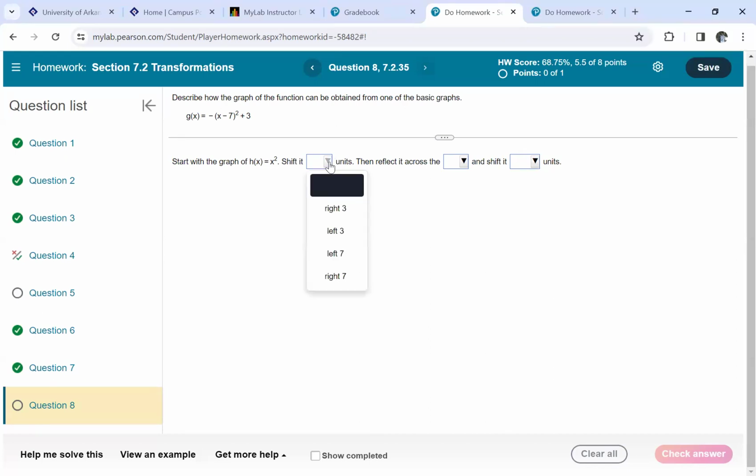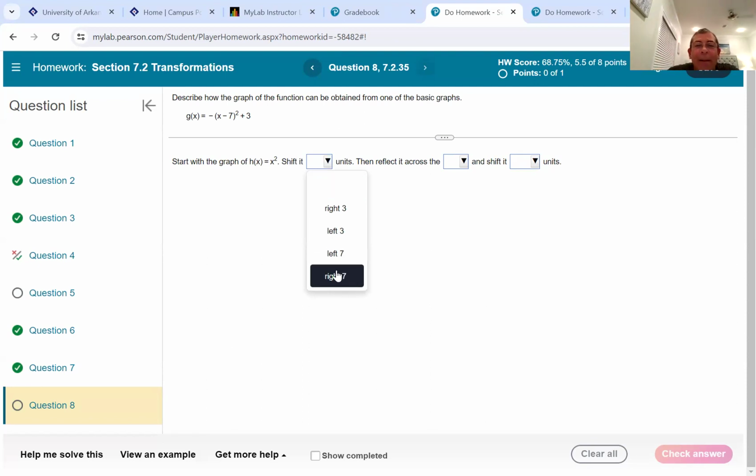Left 7. Well, remember, oh, right 7, because it's negative. It's got to go right. Remember, the ones inside the parentheses, y'all, are backwards from what you think. You think minus 7 is going to move that one left, but it definitely don't. It's going to move it right 7. The parentheses are backwards from what you think.